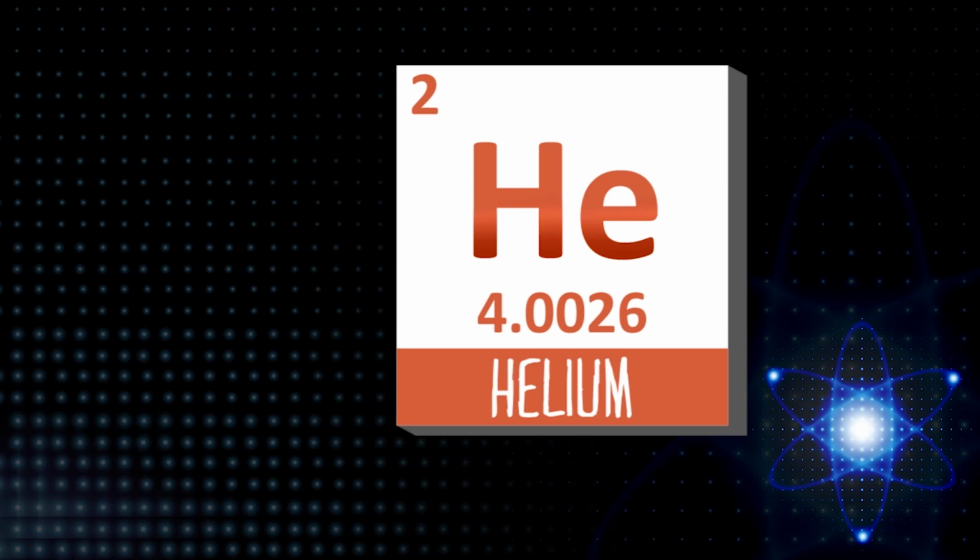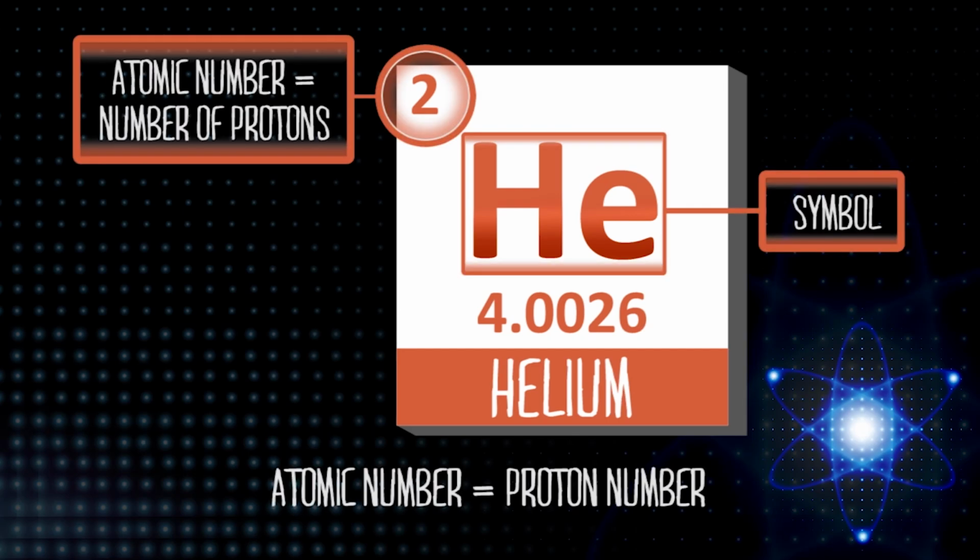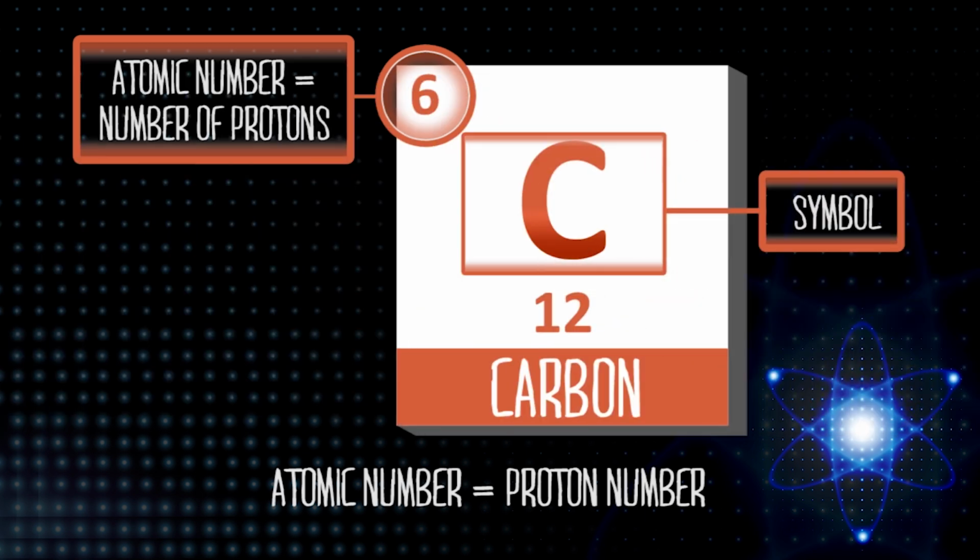Let's take a look at helium. The number at the top here is atomic number or proton number, and I'm sure you can guess what that represents. Yes, it's the number of protons. Every element is defined by its unique atomic number. For example, carbon atoms will always have 6 protons, otherwise they cannot be carbon.